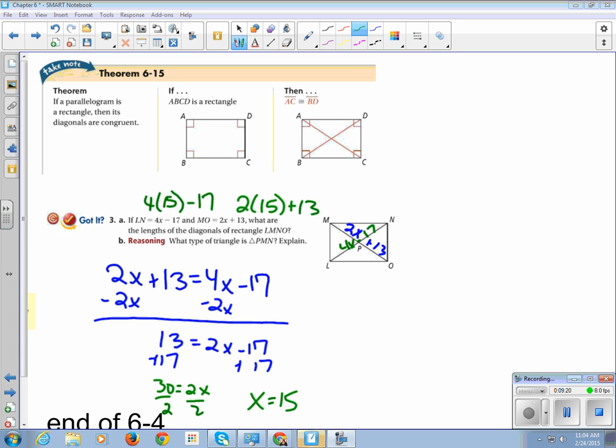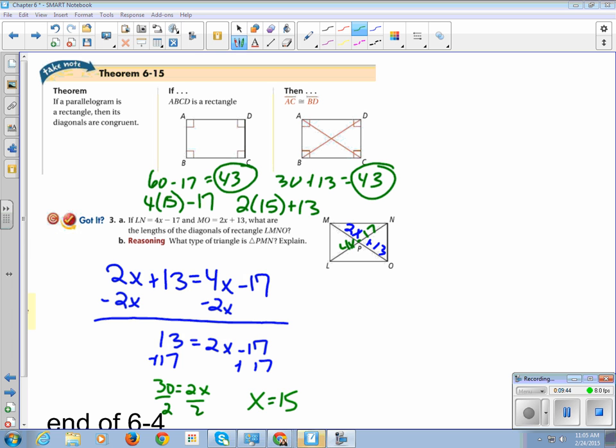4 times 15 is 60. 60 minus 17, 43. 2 times 15 is 30, plus 13 is 43. Why are those the same?